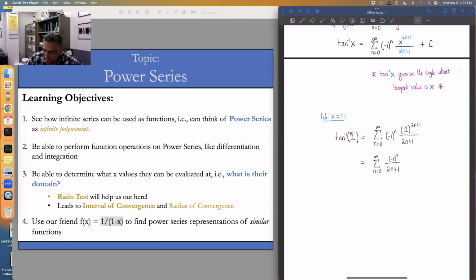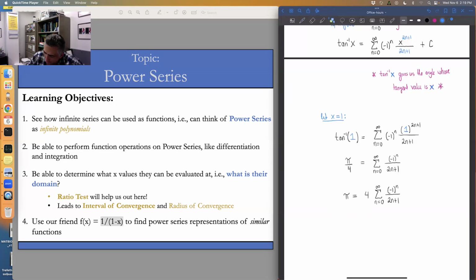Well, you might remember an angle whose tangent value is equal to 1. That angle is equal to pi over 4. Since sine of pi over 4 and cosine of pi over 4 have the same value, that's where you can see that relationship with tangent. Sine over cosine would give us a tangent value of 1 in this case for pi over 4. And if you multiply both sides by 4, you can get that pi is equal to 4 times the series from n equals 0 to infinity of minus 1 to the n all over 2n plus 1.